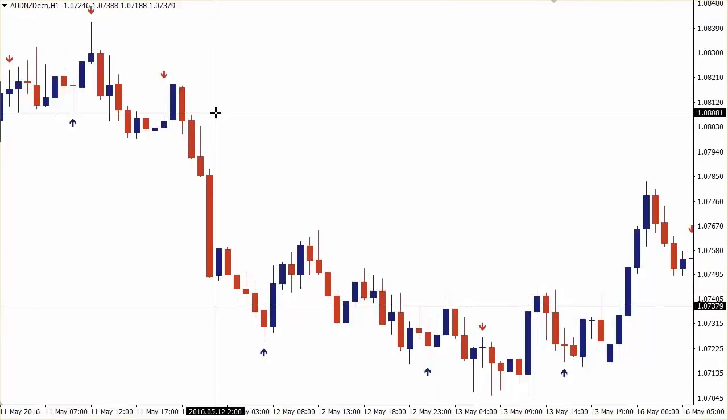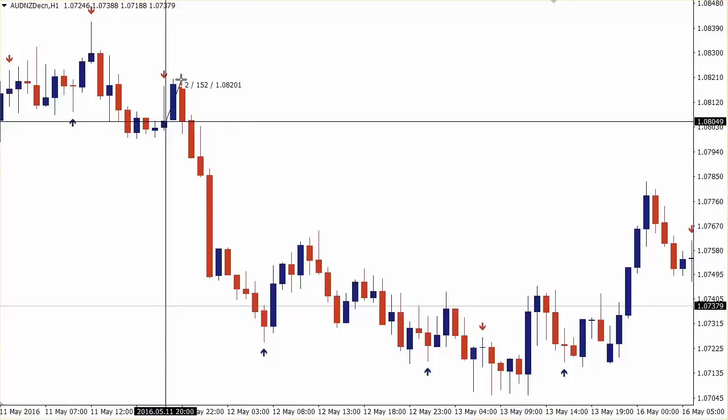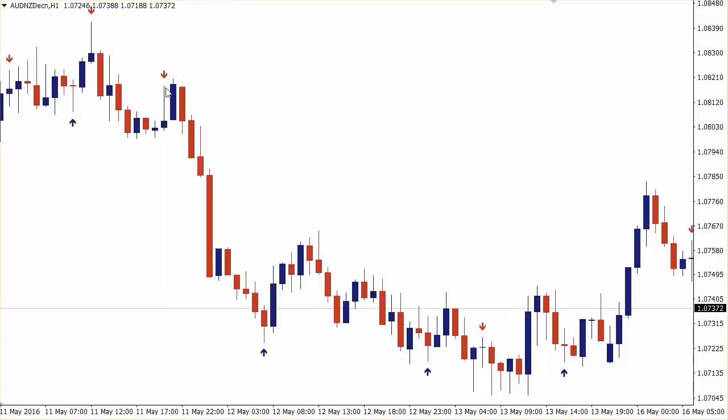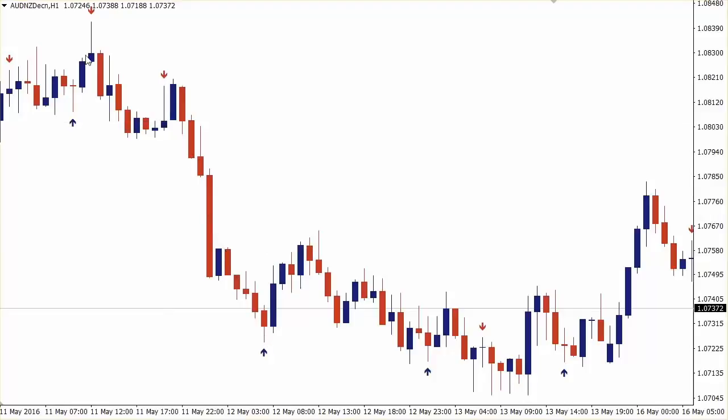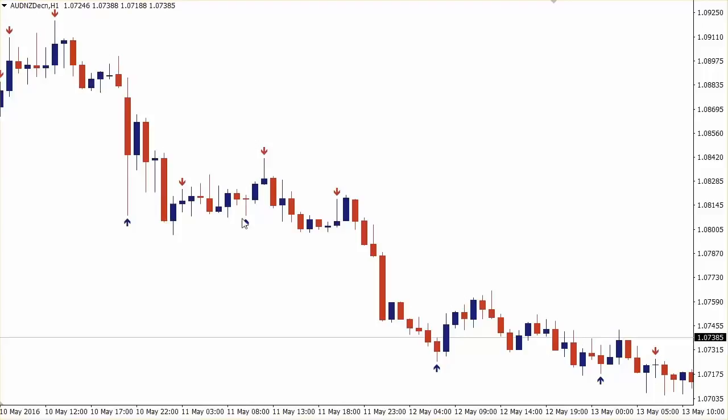Now this one did go against us, but not by a lot. 15 pips, and really we would have been, quite honestly, placing our stop at around that 20 pip level above the high of the price flip candle. Once again, a nice move down, 80 pips in about 12 hours. Here we go.